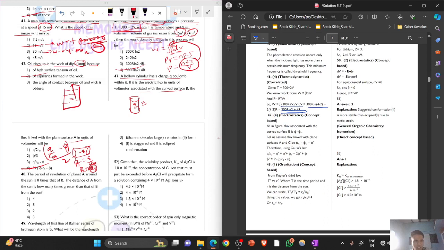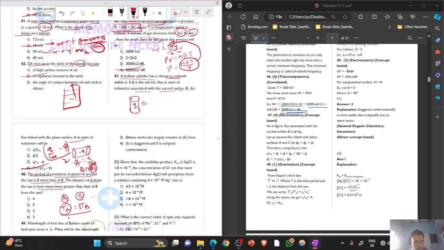Now moving ahead. The time period of revolution of a planet A around the sun is 8 times that of planet B. There are two planets, planet A and planet B. The time period for one is 8 times that of B. How many times is the distance?